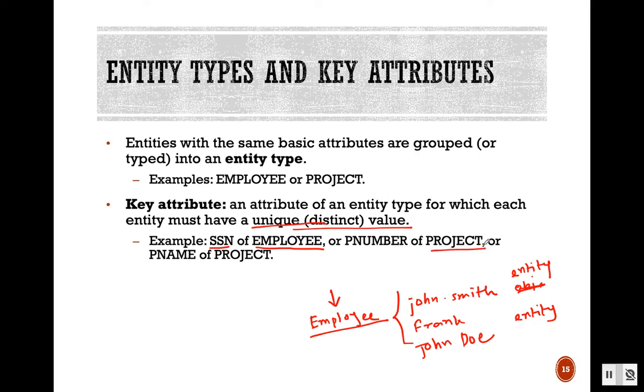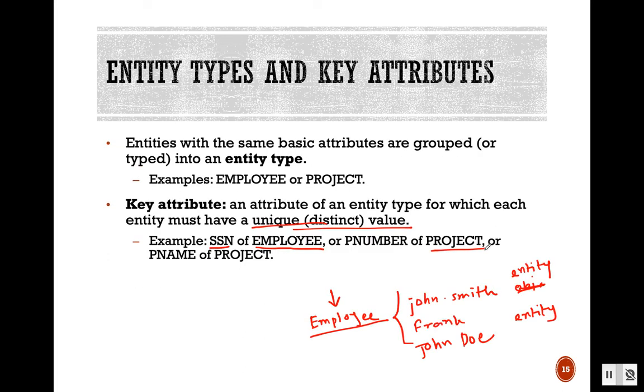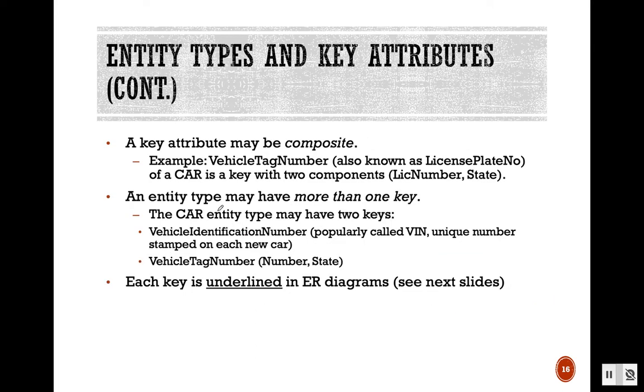Each project should have a number, so the number could be a unique attribute. The key attribute, or unique attribute, is the important concept by which we identify each entity uniquely. The key attribute can be single or composite. Say, for example, SSN.